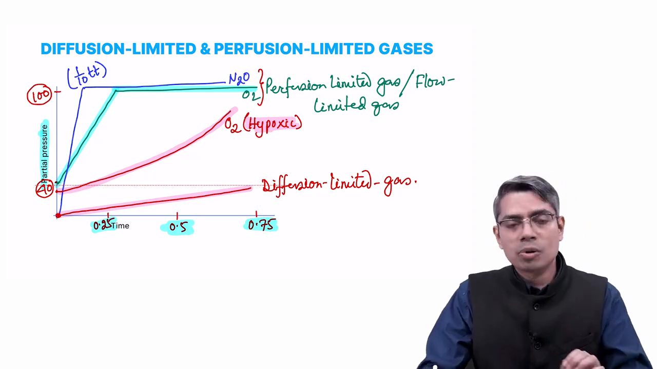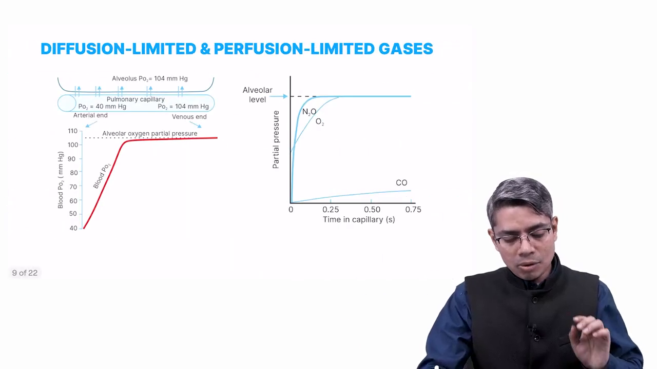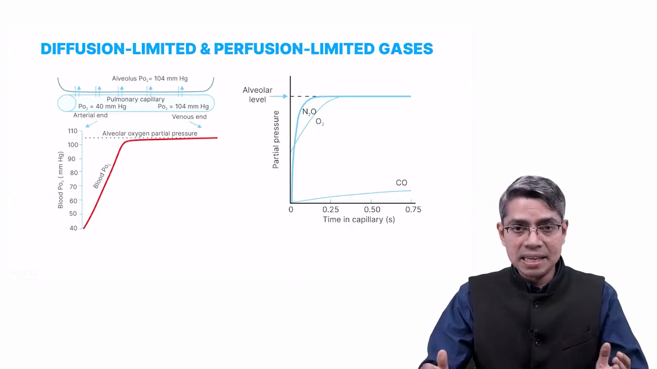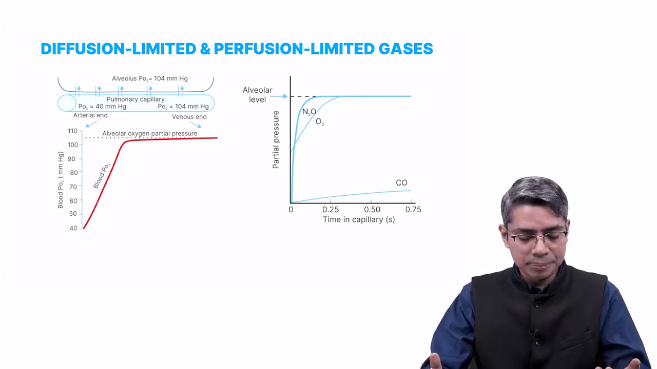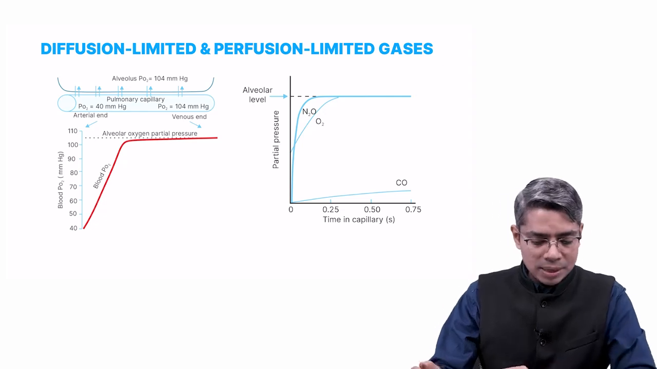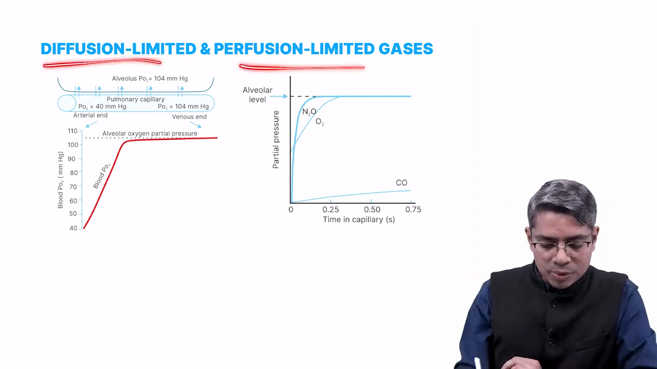Now, this carbon monoxide gas is also used as an index gas for calculation of the diffusion capacity of the lung. So, just now we have discussed the diffusion limited gas and perfusion limited gas.